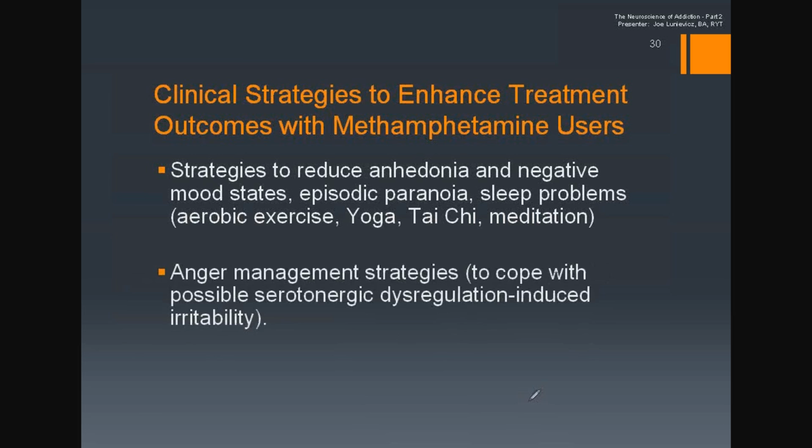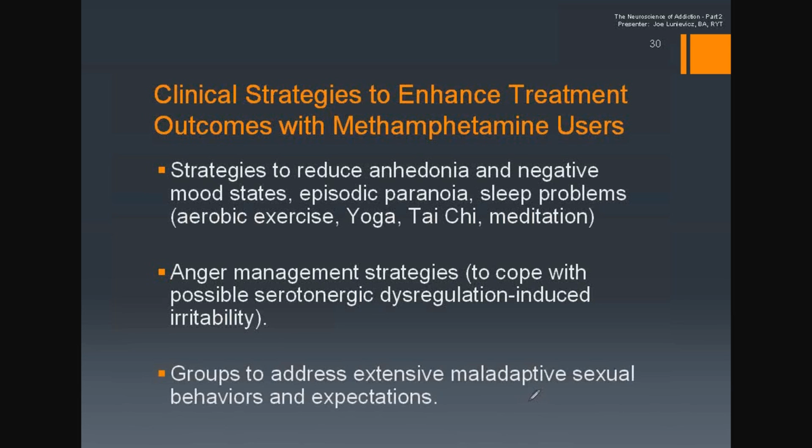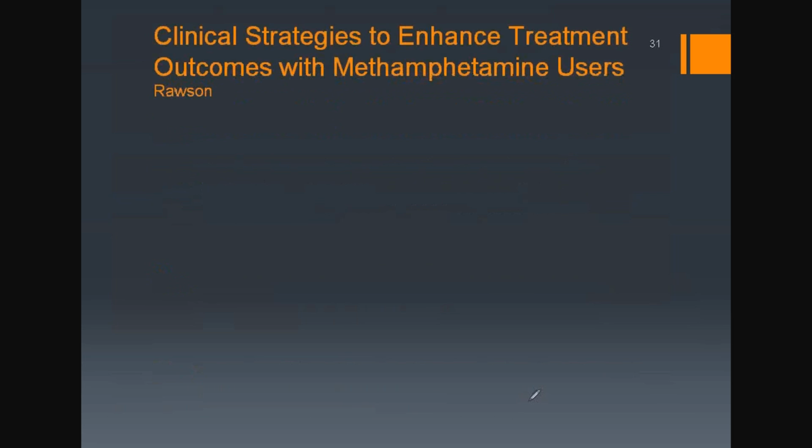Anger management strategies to cope with possible serotonergic dysregulation, induced irritability. And groups to address extensive maladaptive sexual behaviors and expectations. So groups that will talk specifically about the issues to help people address behaviors and find new pathways in their brains to be able to deal with them, right? To help exercise and refocus them so that compensations and adaptations can be made on the in-brain pathways. And with that, it's kind of a way to close out.